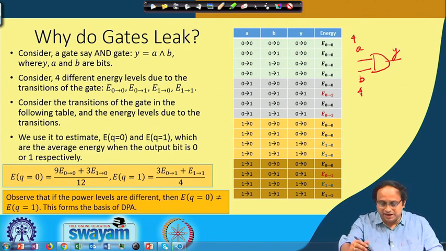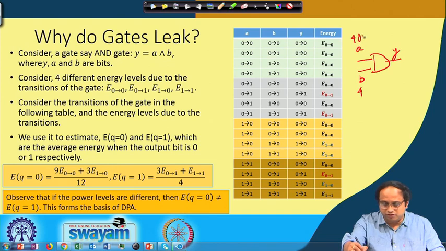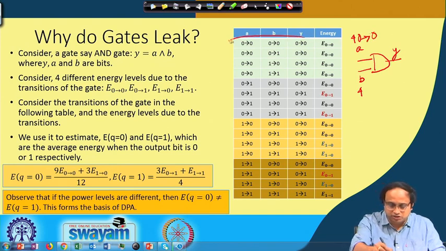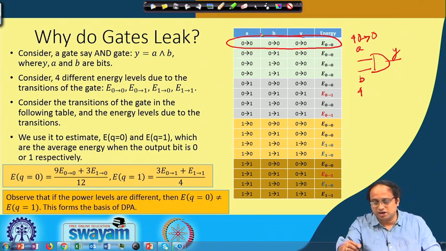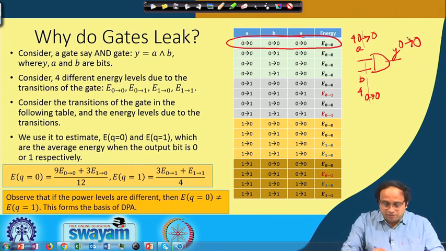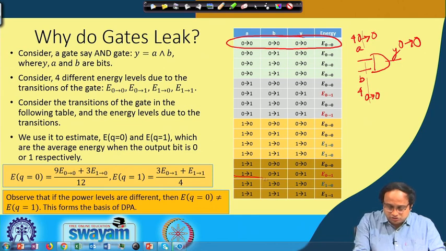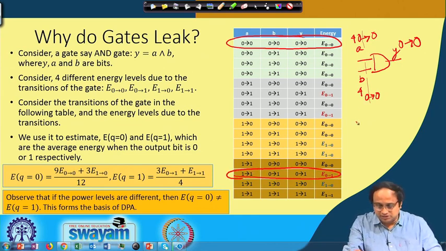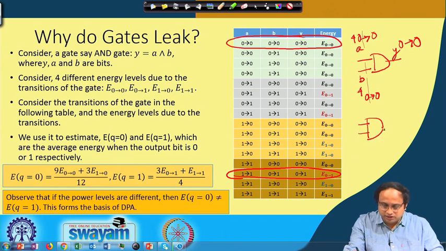So, imagine that A is making a transition from 0 to 0. Just to explain the first line: A is making a transition from 0 to 0 and B is making a transition from 0 to 0. Therefore, it immediately implies that the output was initially at 0 and it remains at 0. So, Y remains at 0. Okay. Likewise, let us consider another case. In this case, suppose A makes a transition from 1 to 1, that means it was 1 and it remains at 1, and B makes a transition from 0 to 1. Okay.